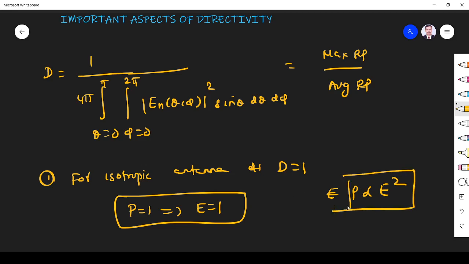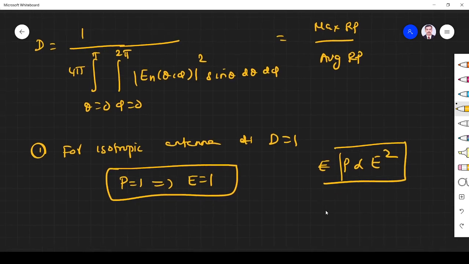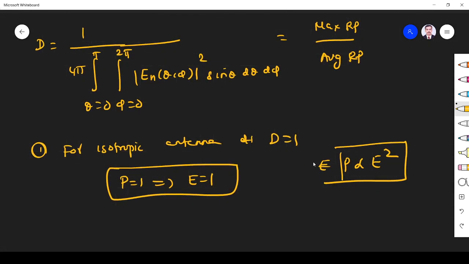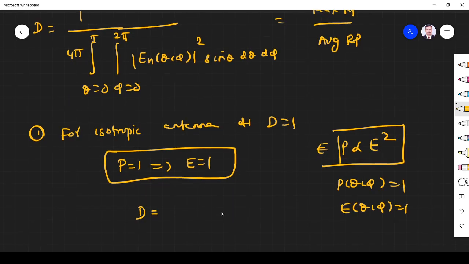Don't mind that constant and all, it is just for understanding purposes. So P equal to 1 means E is equal to 1. An isotropic antenna radiates power equally in all directions, so we consider it as 1. So P theta phi is 1, which implies E theta phi is equal to 1. So if you substitute this value here, D is equal to 1 by 4 pi.